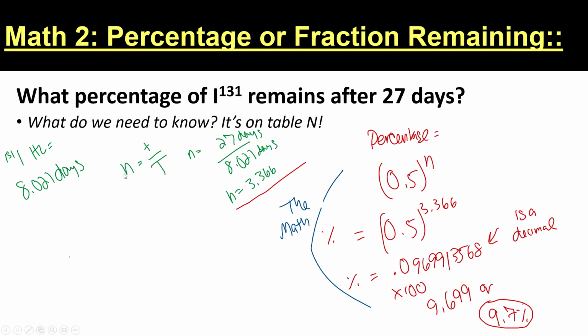How did we get that? Well, we took our half-life equation and we figured out that 3.366 half-lives had passed after pulling our information out of Table N. And then, since it wants percentage, I applied it here, that it's 0.5 to the n power. You'll notice that I raised the 0.5 to that decimal, which is why we have to use the math formula. I did get a decimal as my answer, and to turn it into a percentage, I did have to multiply by 100. So never mind the sig figs, but that is pretty much how we would do this one.